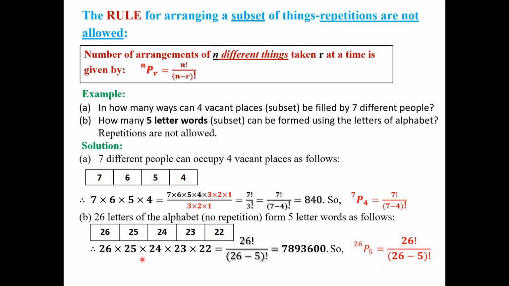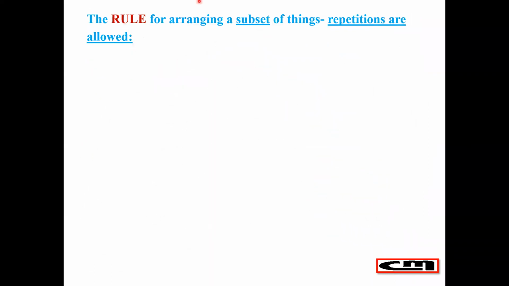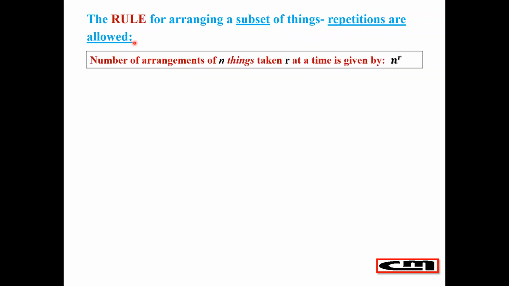Okay, so basically that's the rule for arranging a subset of things when repetitions are not allowed. Remember this. Now, let us look at the rule for arranging a subset of things when repetitions are allowed.